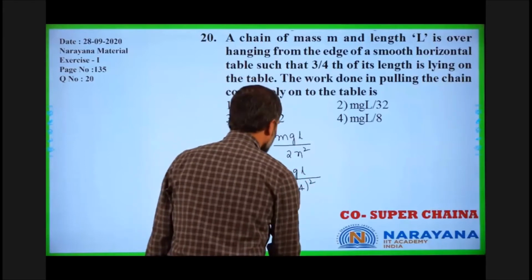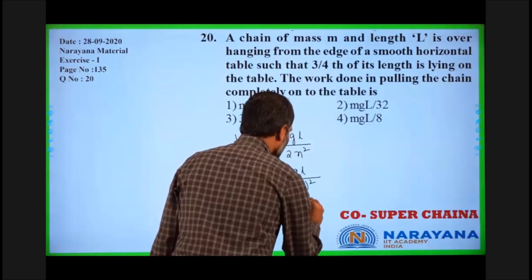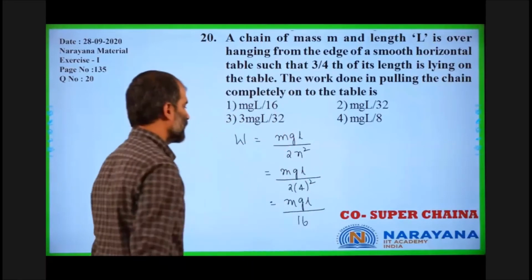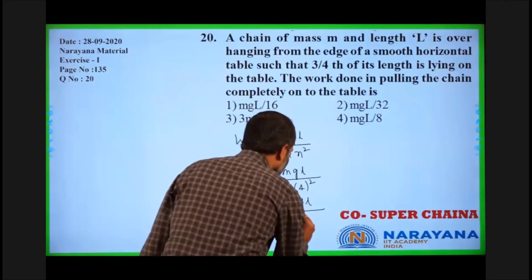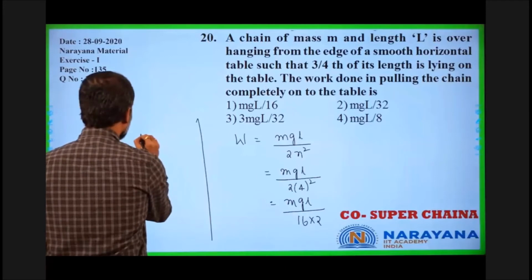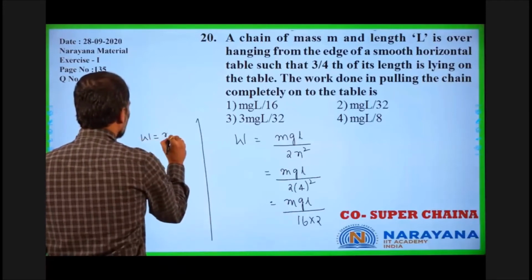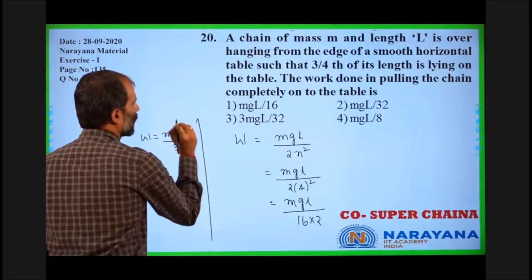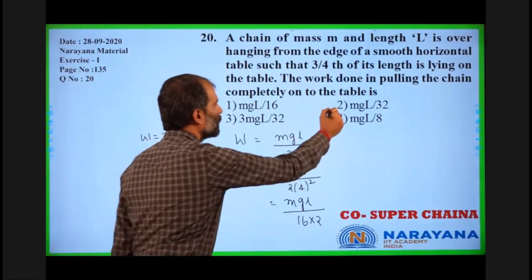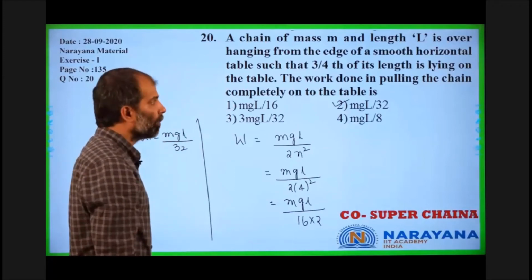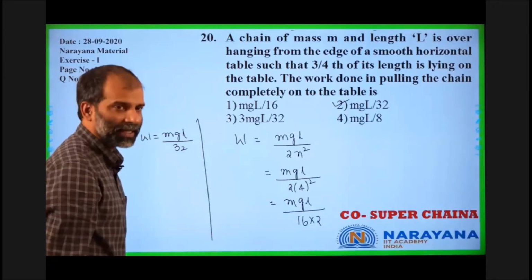Right, so which is equals to mgL by 16 into 2, that is 32. So work done would be equals to mgL by 32, which is matching with our second option. Moving on to our next slide.